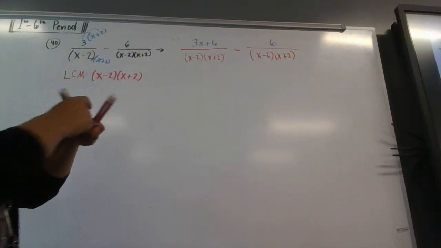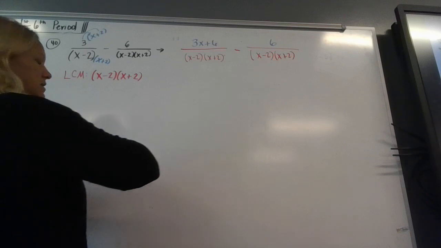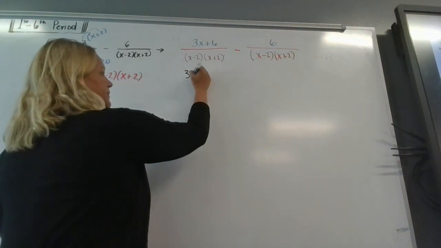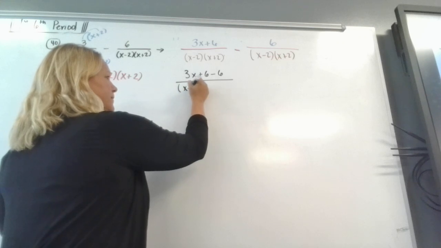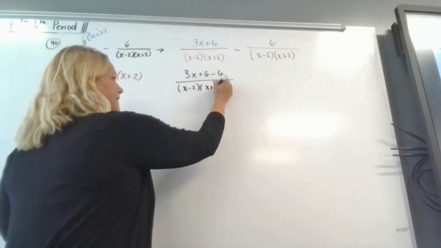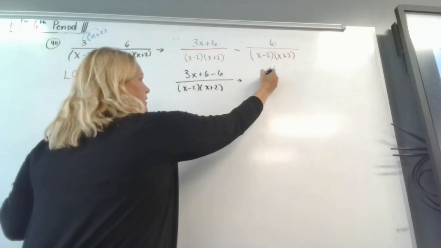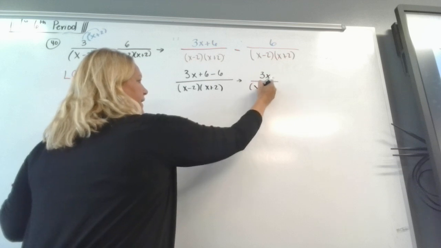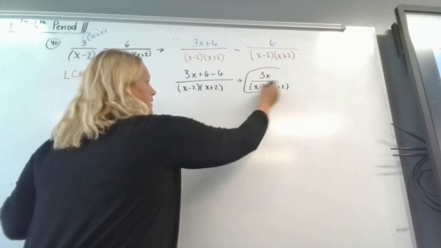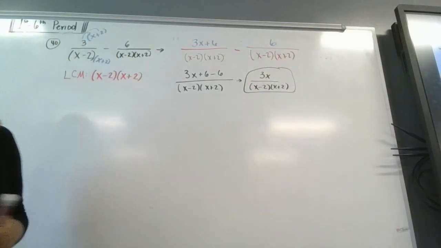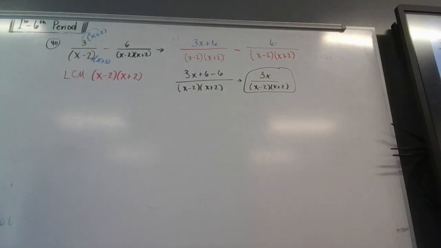You can finish it up. Go ahead and do the subtraction. And that ends up being just 3x over x minus 2, x plus 2. So if you could follow along with that, that was pretty much yesterday's problems. Getting a common denominator and simplifying.